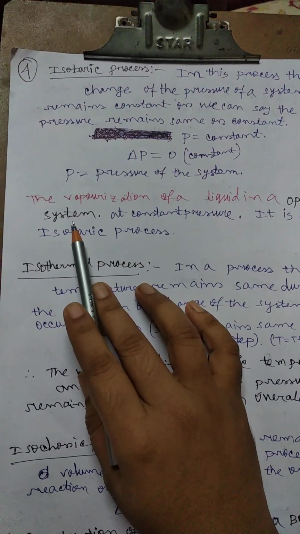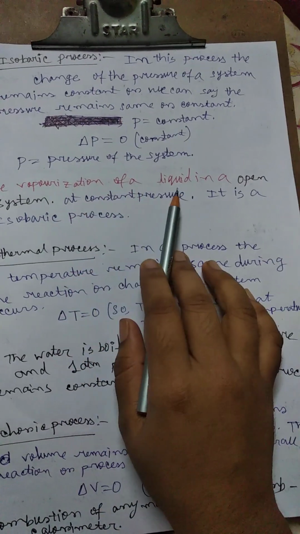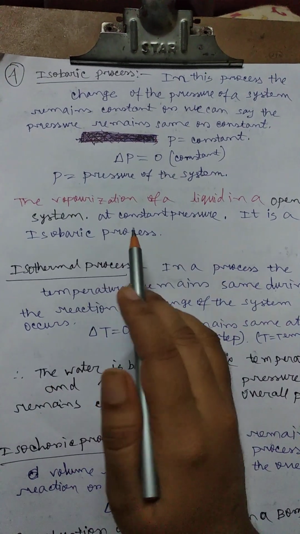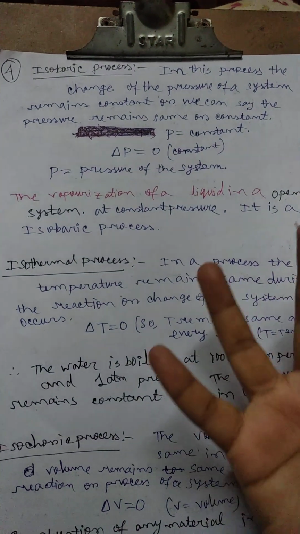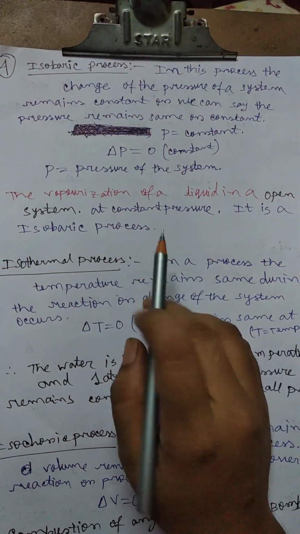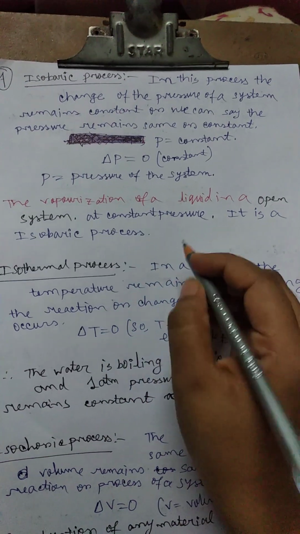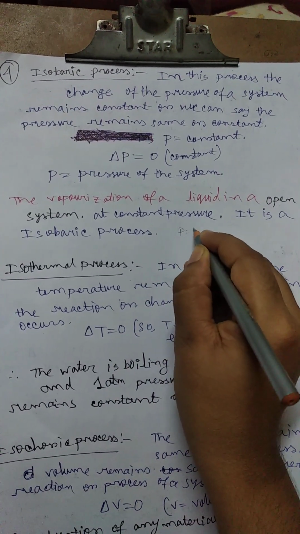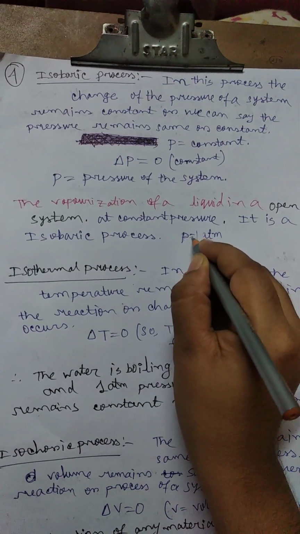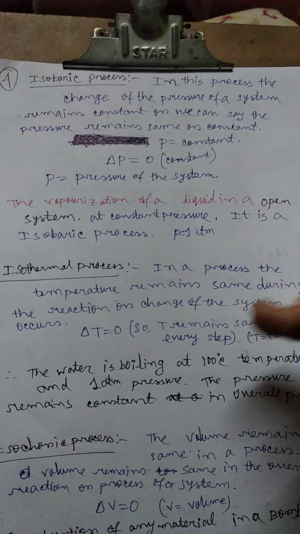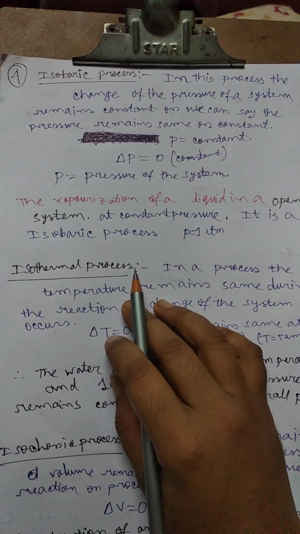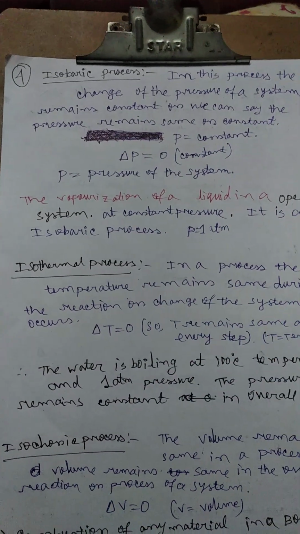So here is an example: the vaporization of a liquid in an open system. In an open system, the liquid is vaporizing in a pot. I have taken some amount of water and I am vaporizing it. But you will see the pressure remains P equal to 1 atmosphere. Okay. In the overall reaction, the time taken for the water to become vapor, the pressure always remains the same, 1 atmosphere. So it is an isobaric process.